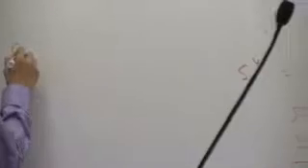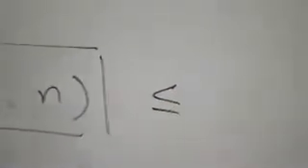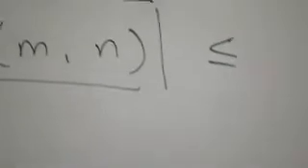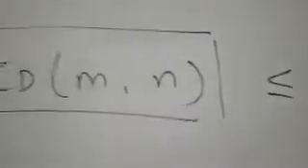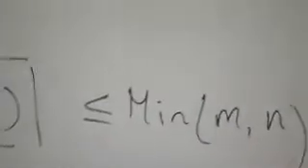If you are going to compute by brute force approach, what will you do? The GCD of two integers can be at most what? GCD of two integers can be at most the minimum of m and n. It cannot be more than that. What do you mean by GCD? GCD is greatest common divisor.